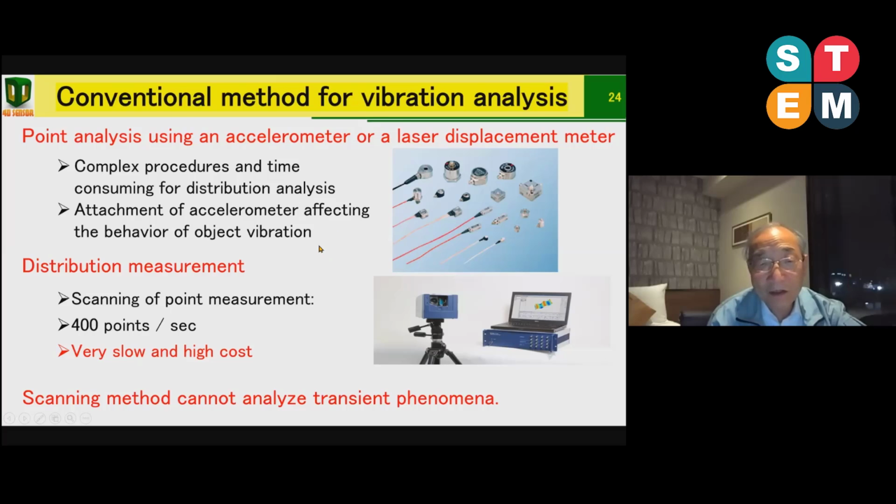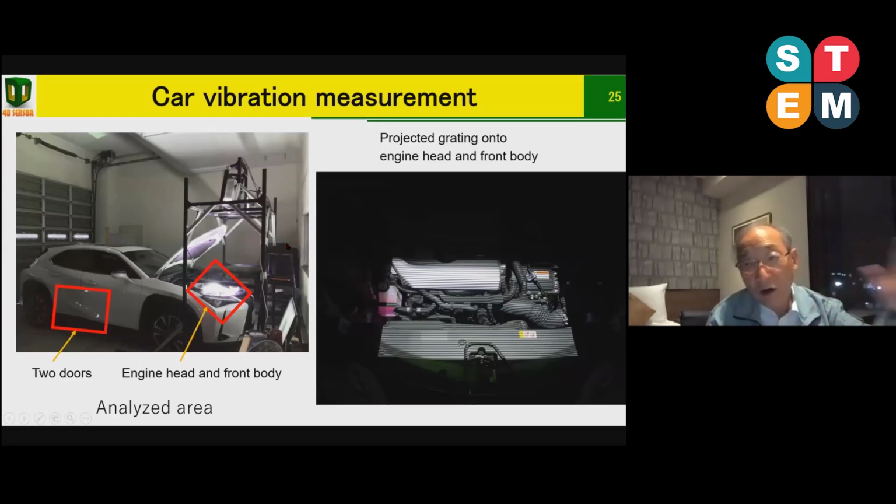But our OPPA method can analyze at the same time. There are 260,000 points, and all points have the same time data. So our system can measure at very high density. It's similar to a 260,000 accelerometer system. So the distribution is very high intensity.